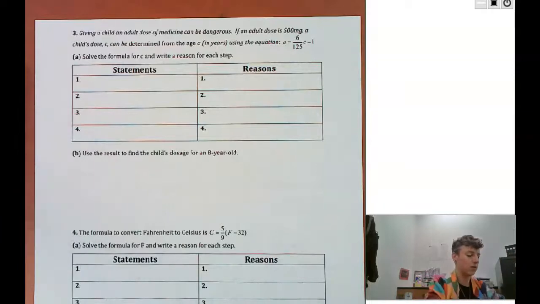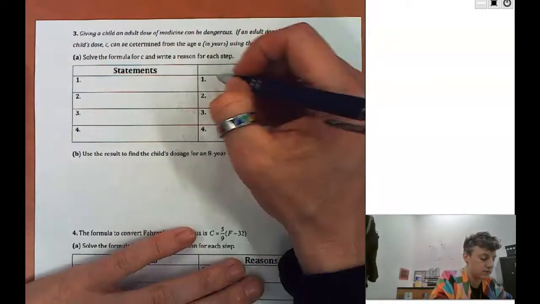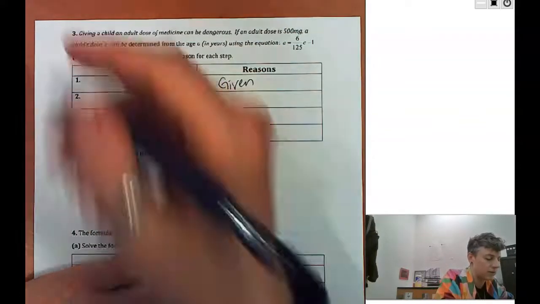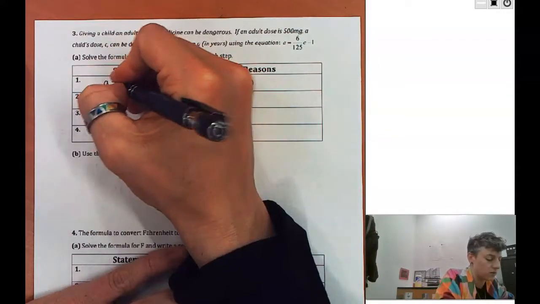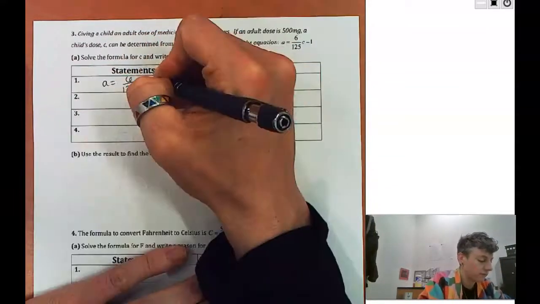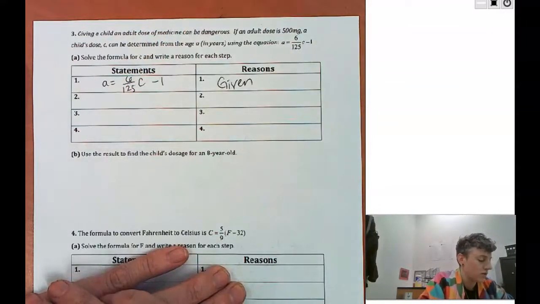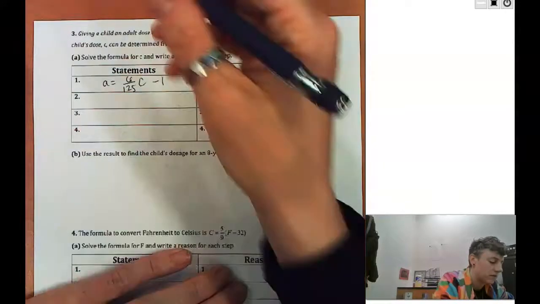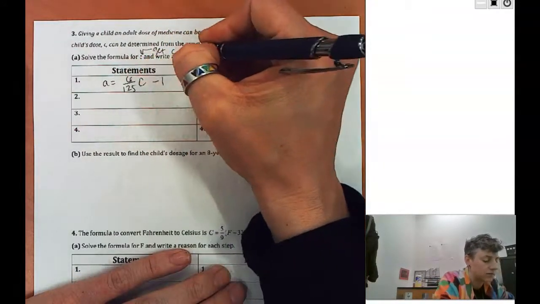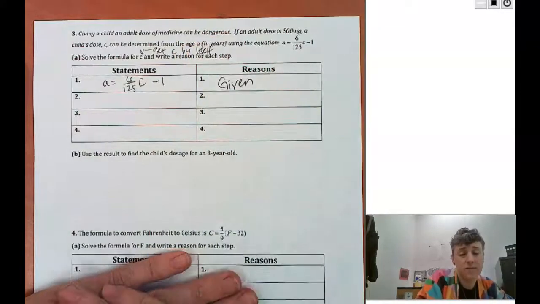Okay, what are we given? We are given that A equals 6 over 125C minus 1. We're trying to solve the formula for C. What does that mean? We're going to get C by itself. Right now, A is by itself. We're going to get C by itself.